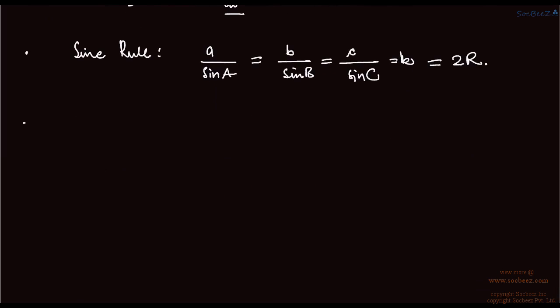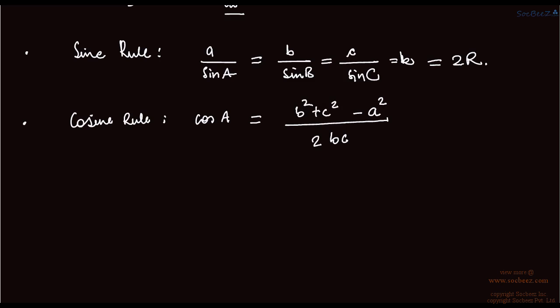Now we'll deal with the cosine rule. It says that cos A, since we are dealing with angle A here, so just remember that a will not come in the denominator and a will get subtracted in the numerator. For that, b square plus c square. So this is the formula for cos A.